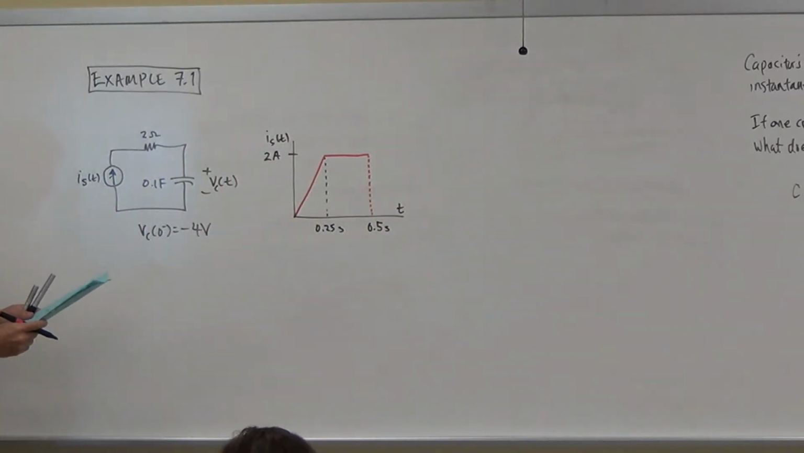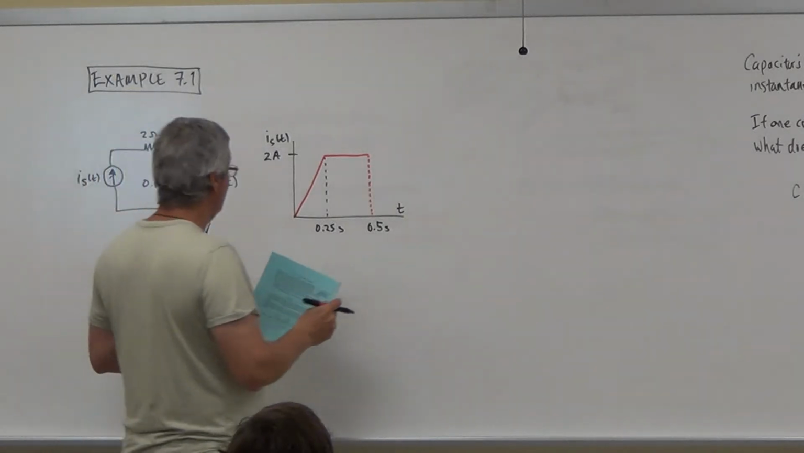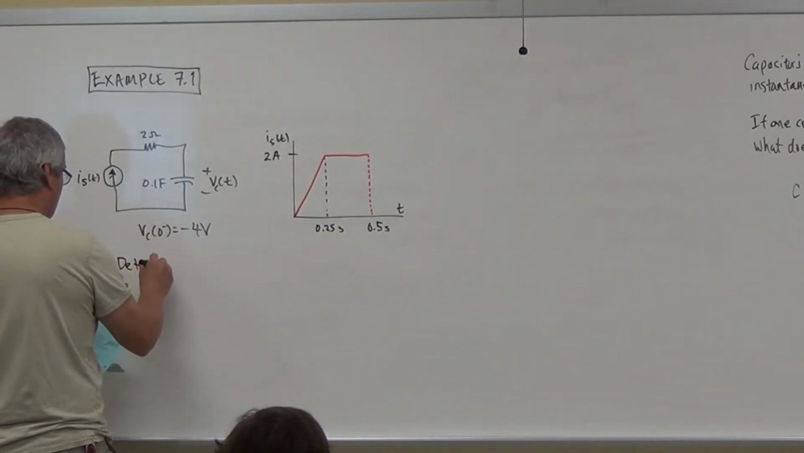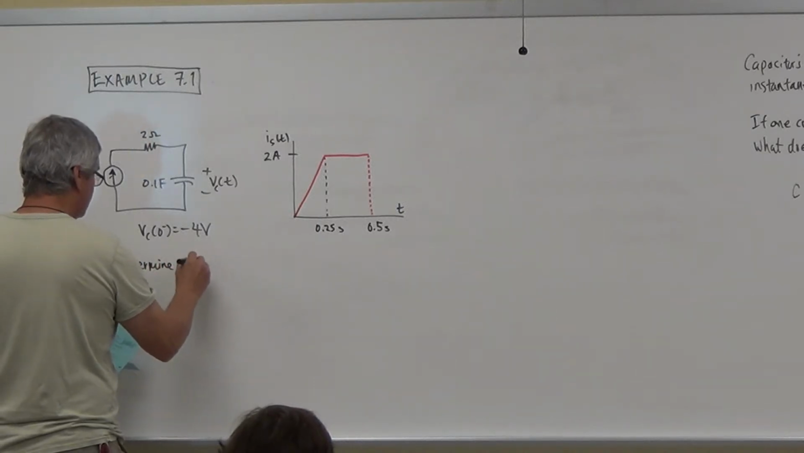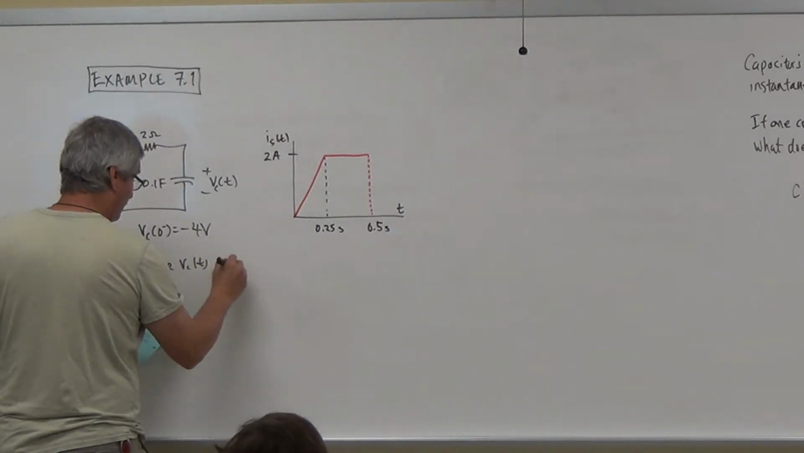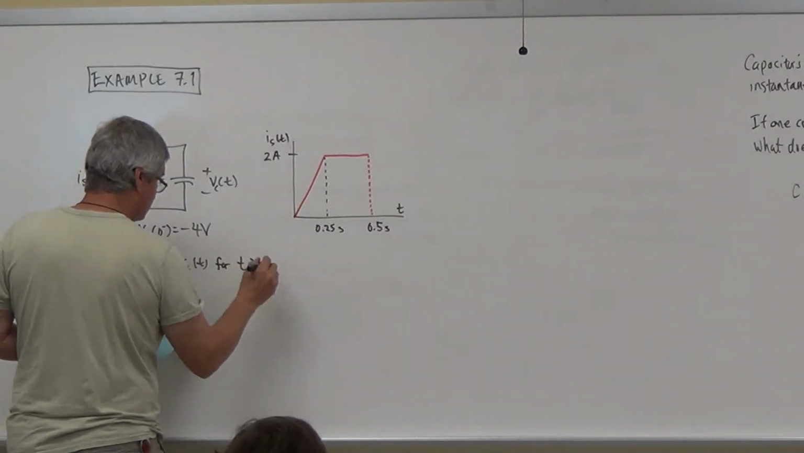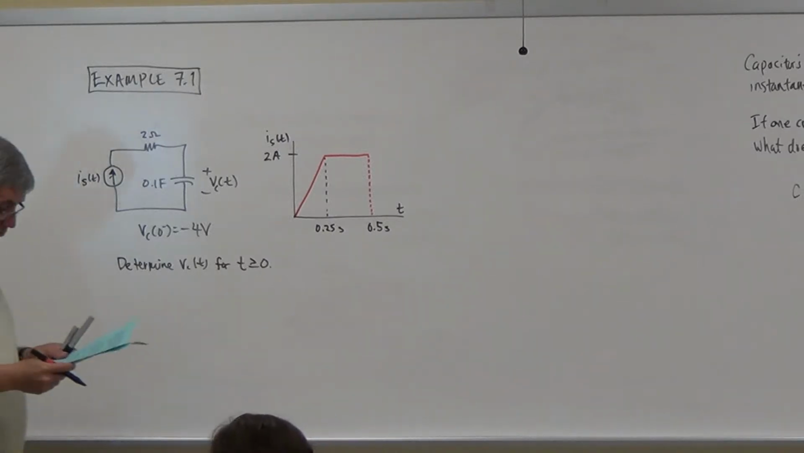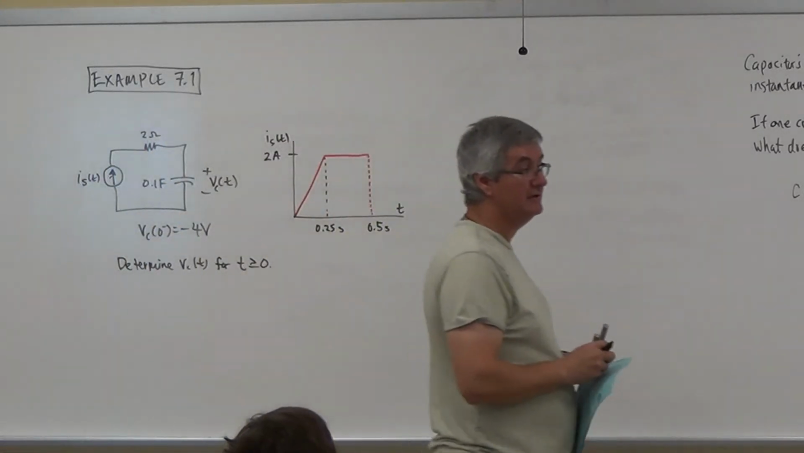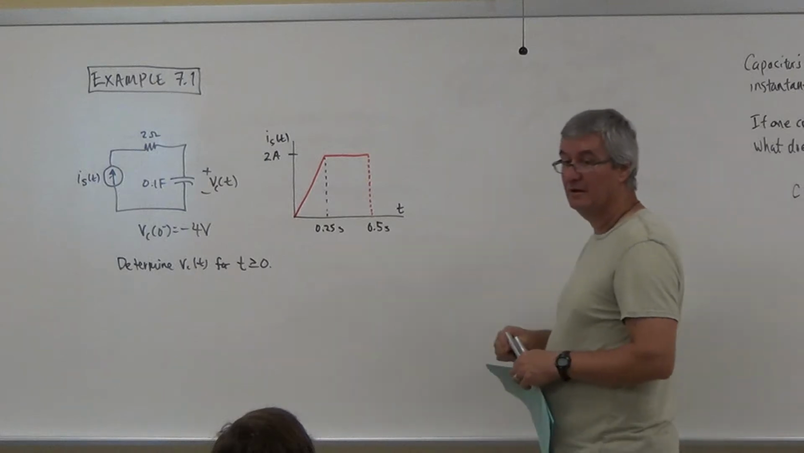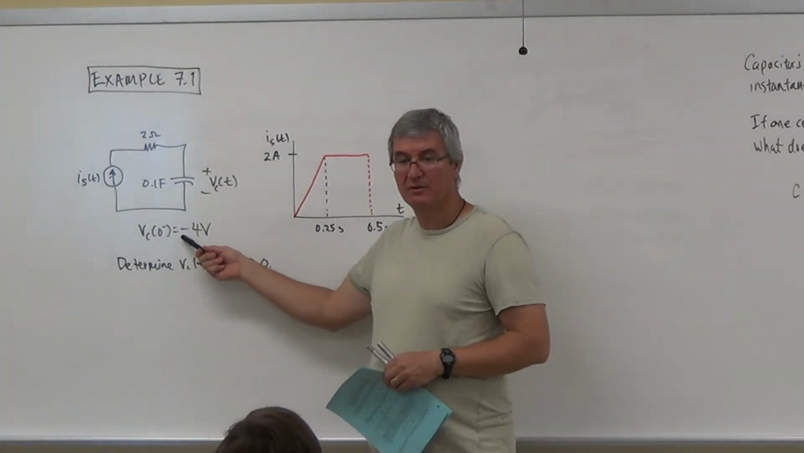So what our goal here is, what we want to do is determine VC of t for t greater than or equal to 0. So physically, I want you to think about this circuit. What is happening? What does that mean, by the way?